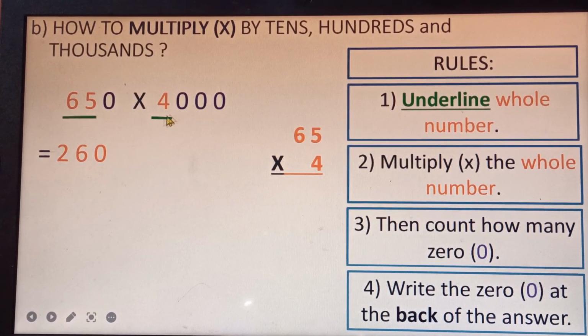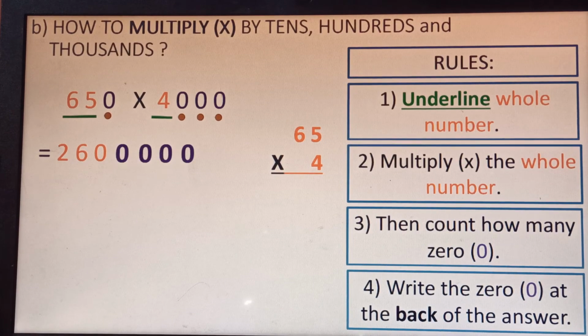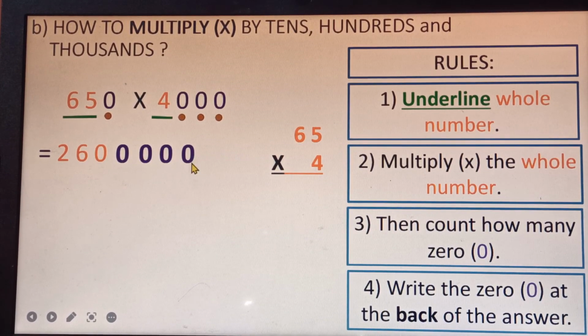And how many zeros? Let's see. Do you see how many zeros? Is this the zeros? 1, 2, 3, 4. So there are 4 zeros to be put at the back of the answer. 1, 2, 3, 4 zeros. Okay, and your answer will be 2,600,000.